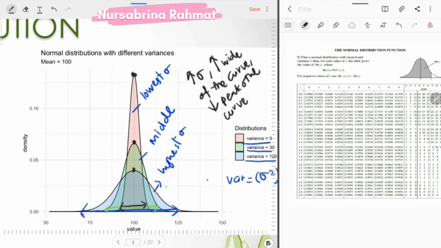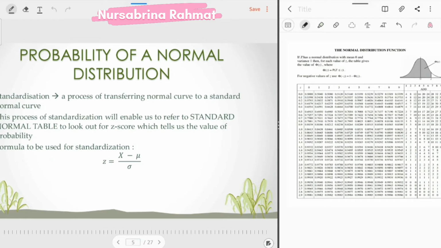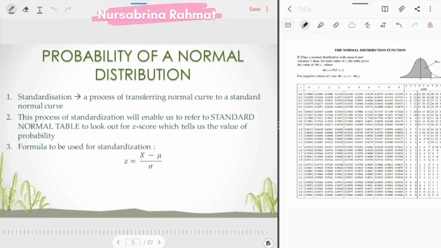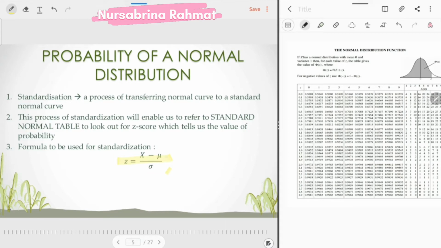What does it mean, the peak of the curve? The peak of the curve shows the mode of the curve. The mode is the highest value, where most of the things occur. To calculate probability for your normal distribution, you need to do a standardization process, where you find your z-score using this formula.